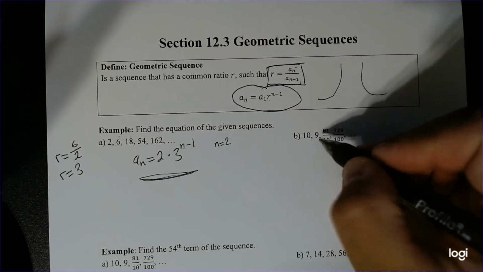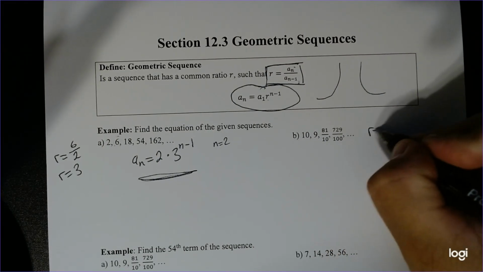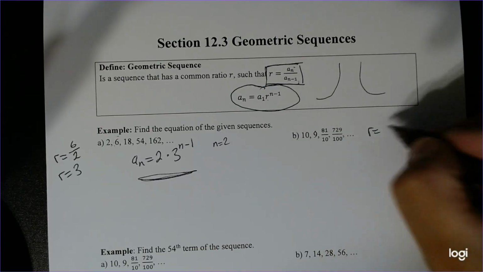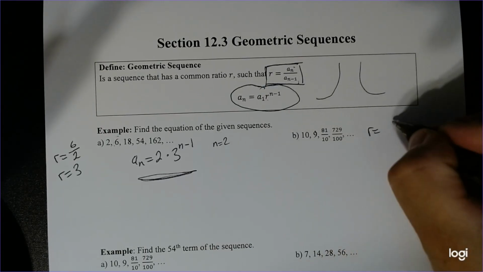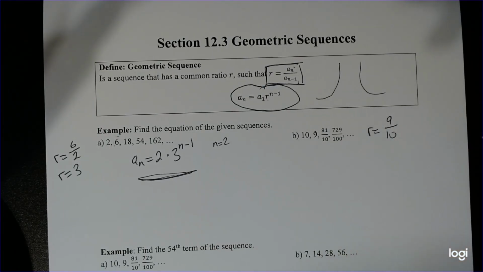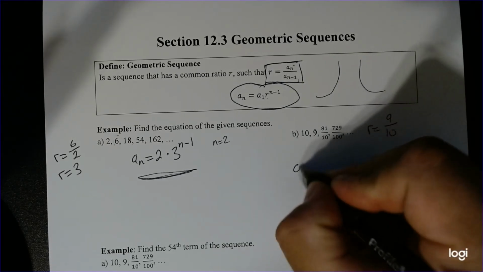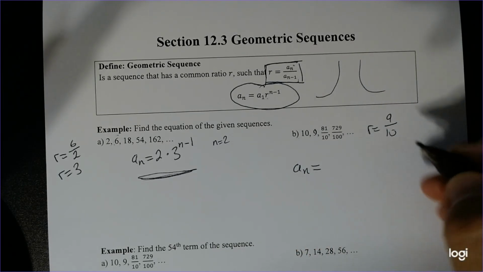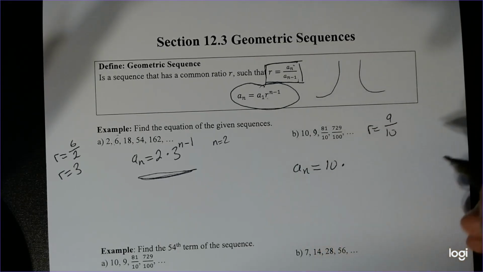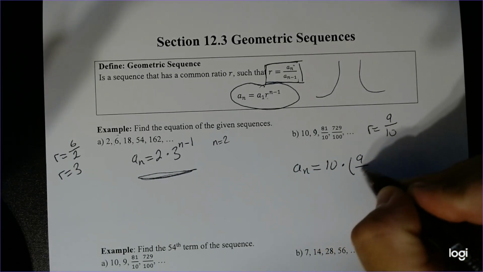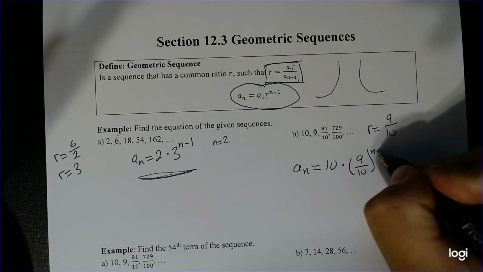So next one is, again, the common ratio. Just remember it's always this times that, just like the subtraction. Second minus the first, so 9 over 10. So it can be simplified, literally that's all it is. So our equation is going to be a sub n equals 10 times, and this I'll put in parentheses, like that.